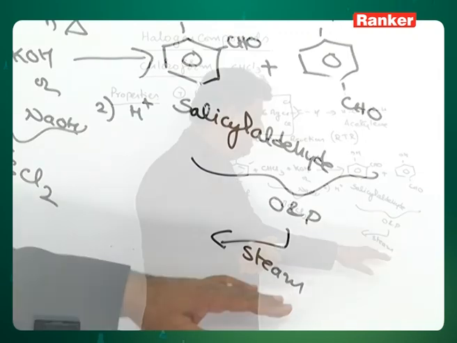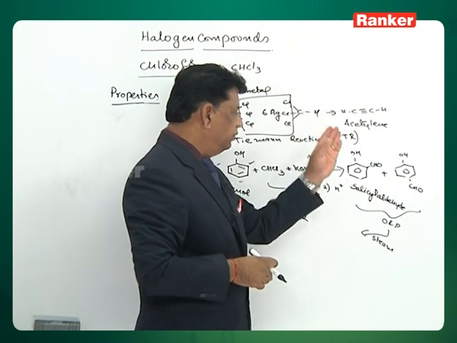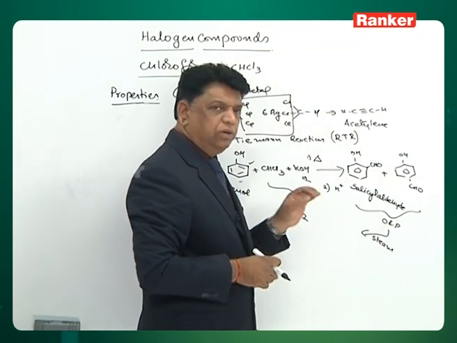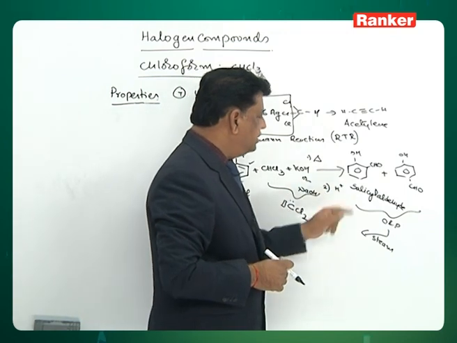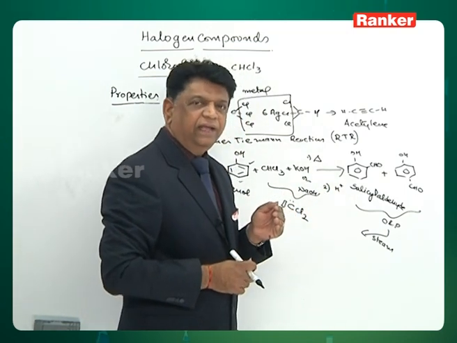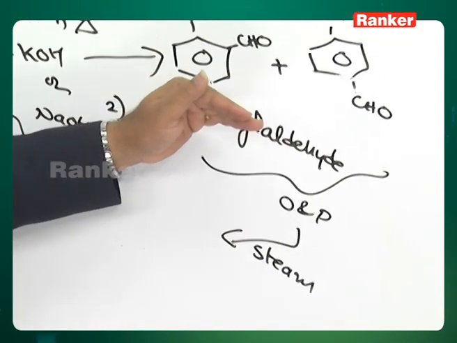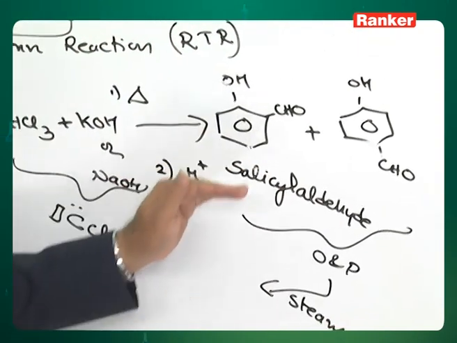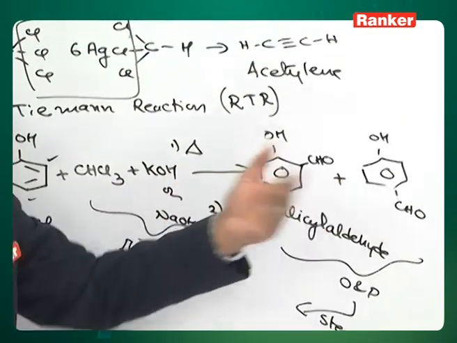Steam specifically at 100 degrees will be transferred from the water to this mixture. That means you are giving this mixture exactly 100 degrees centigrade. Fortunately, the salicylaldehyde has a boiling point which is very slightly below 100. So salicylaldehyde alone is coming over and the para isomer is not there.